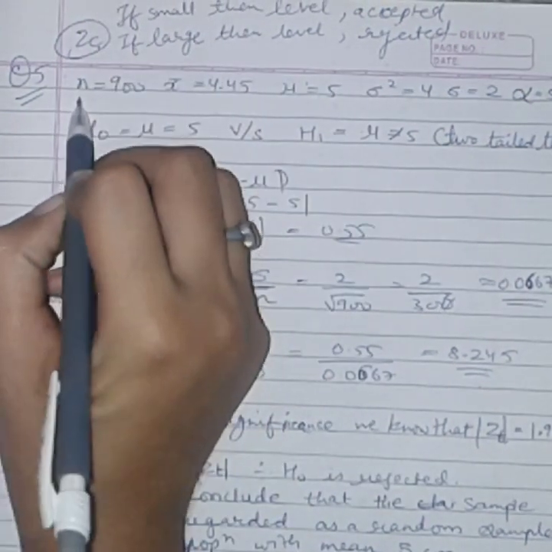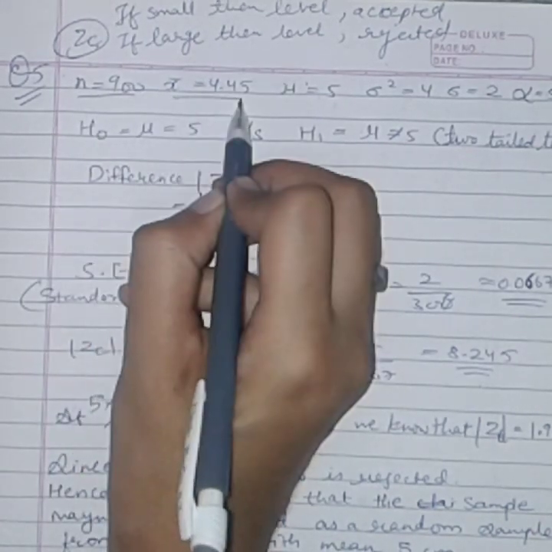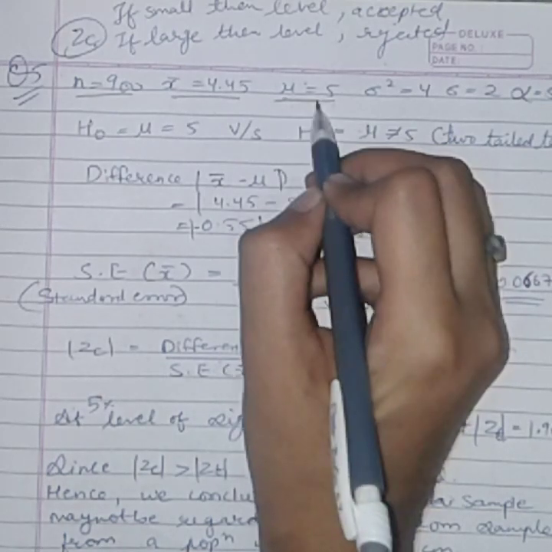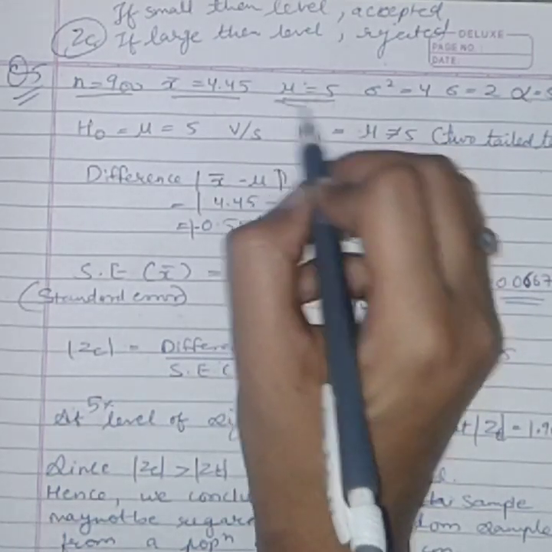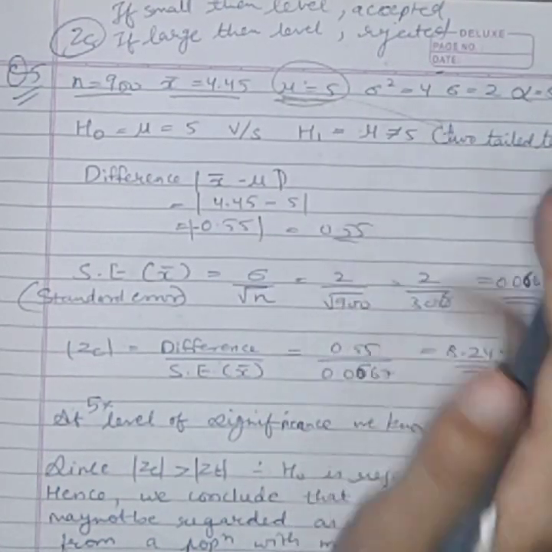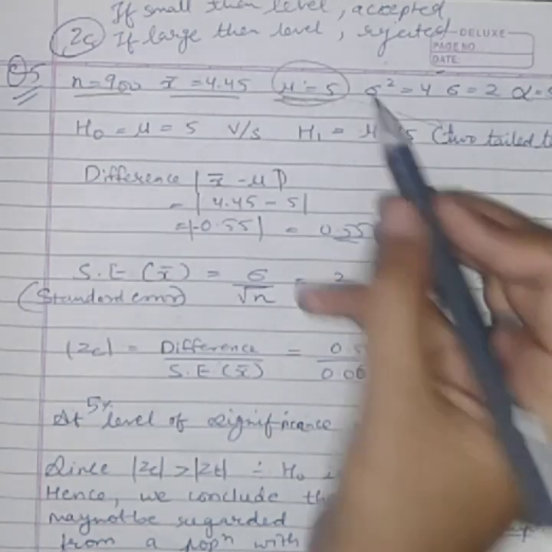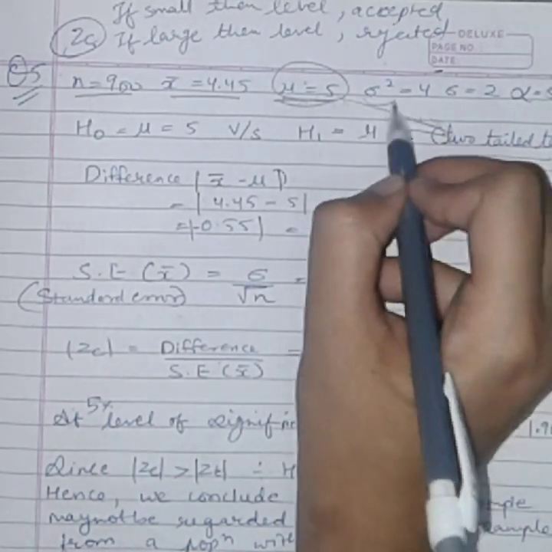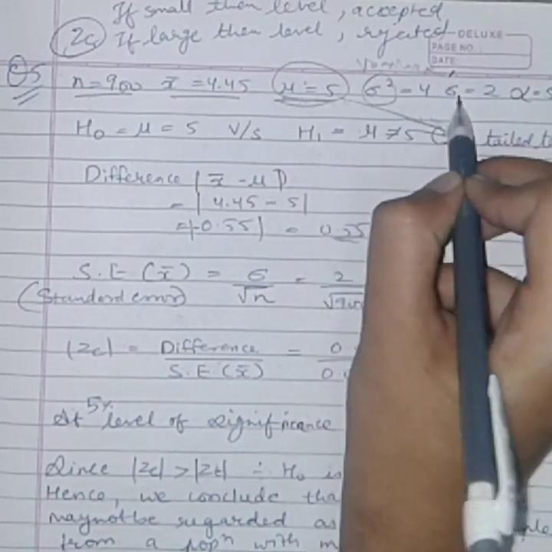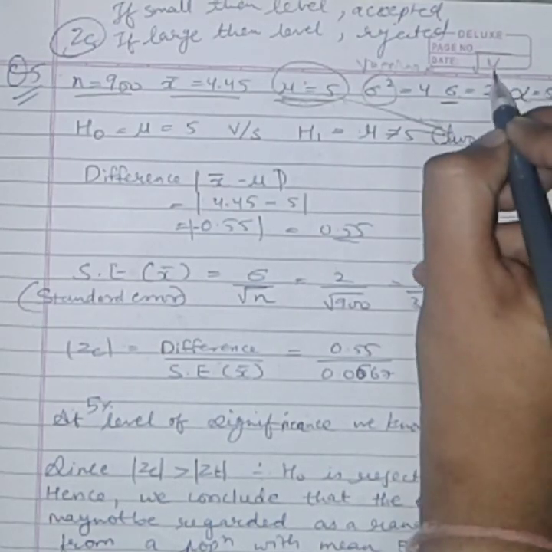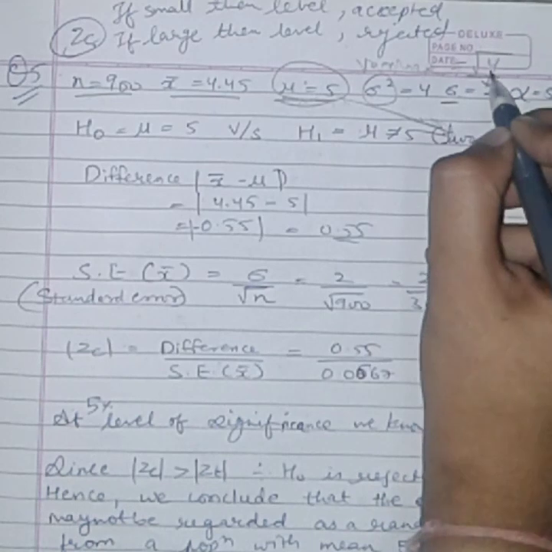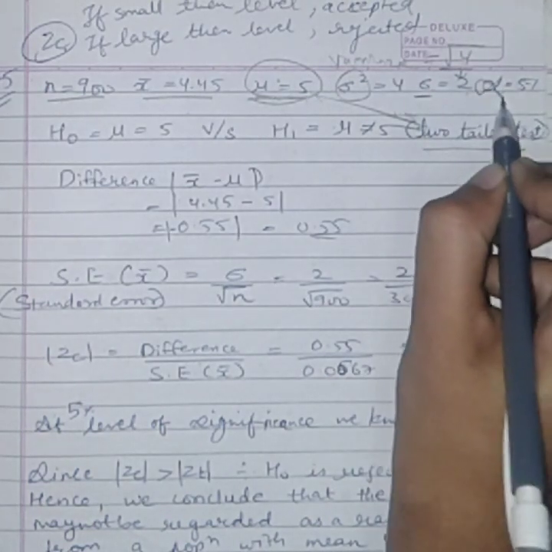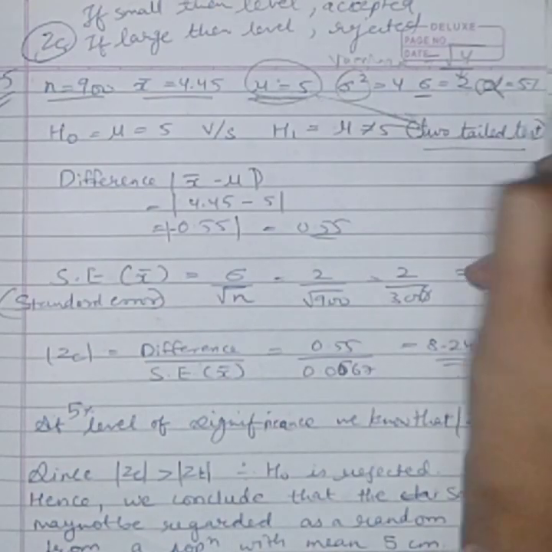Now, as we have seen in the question, n is 900, x bar is 4.45 centimeters, and mu is what we have to regard as from the population or not. So it is a two-tailed test, as we have to see whether it is to be regarded as from the population or not. Now the variance is given as 4. Here we need the standard deviation, which is the square root of the variance, the square root of 4, that is 2. Alpha, as I have told, is not given in the question, so alpha will be taken as 5%.